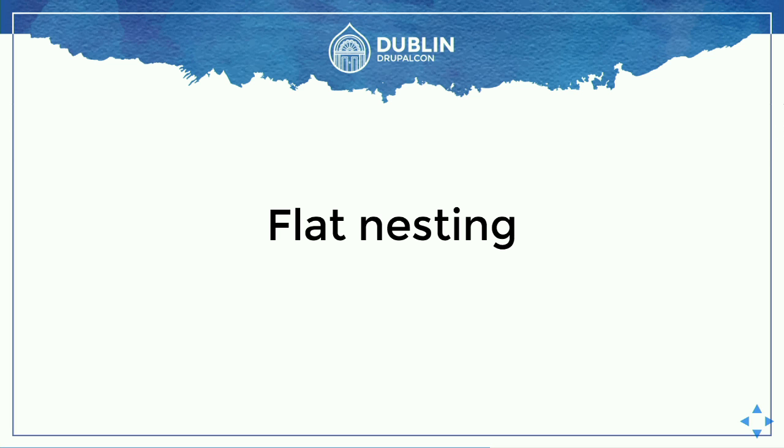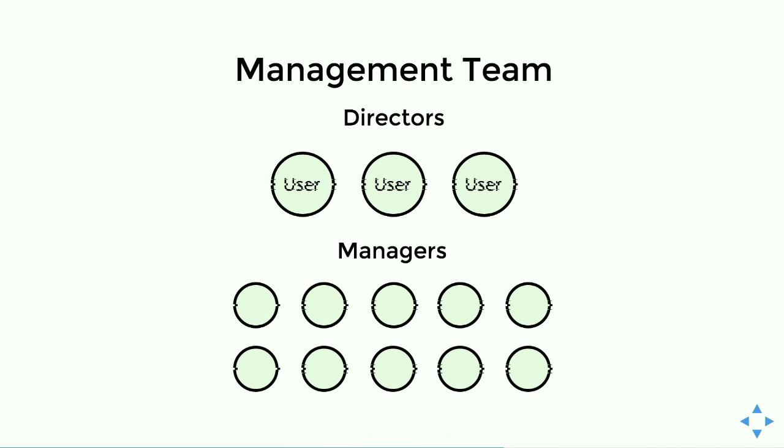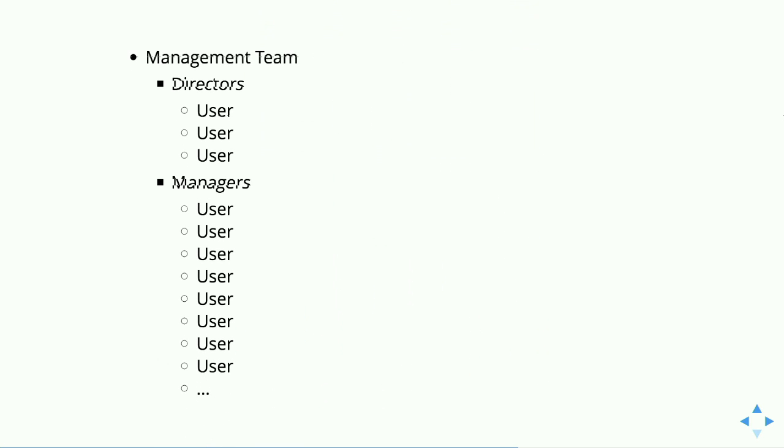First thing is flat nesting. Let's show an example. This is a pretty common company page where we would like to display a list of directors and a list of managers. So this is a stack layout. We have a title, we have two sections, directors and managers. Each section displays user profiles. So directors' user profiles and managers' user profiles are all the same. It's just user profiles. And we can reference user profiles right from our page using entity reference. So this is how it could be done.